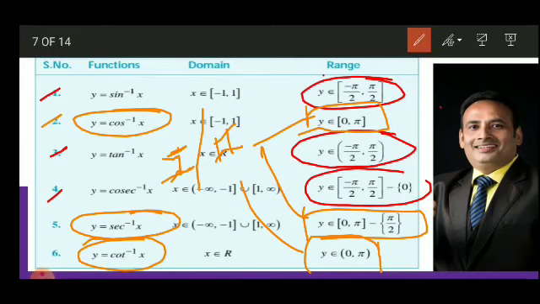Let me revise once again. Sine inverse x, tan inverse x, and cosec inverse x share first and fourth quadrant, that is minus pi by 2 to plus pi by 2, right? But cosec inverse x doesn't follow 0. And cos inverse x, sec inverse x, and cot inverse x share first and second quadrant. Okay.